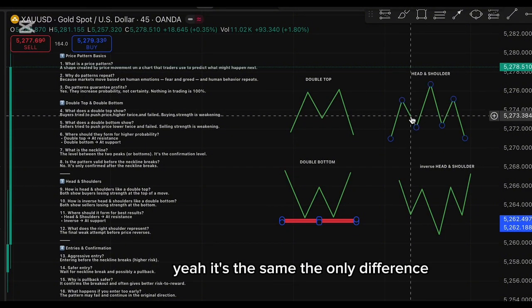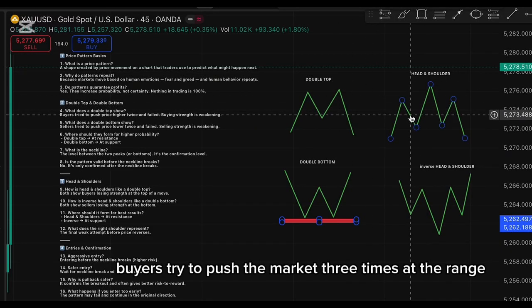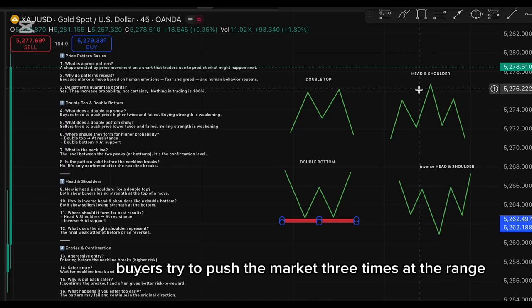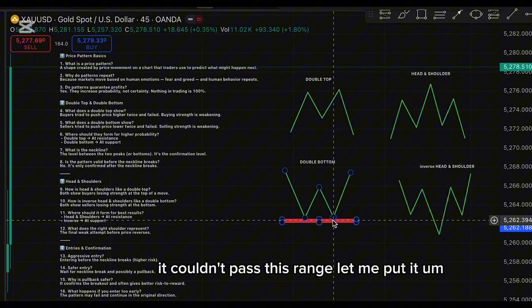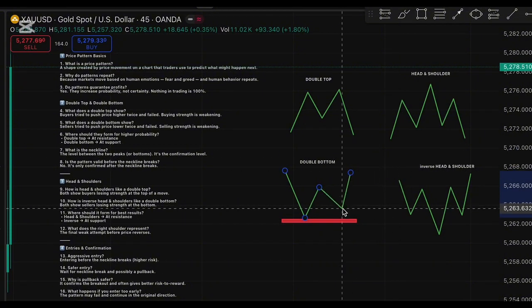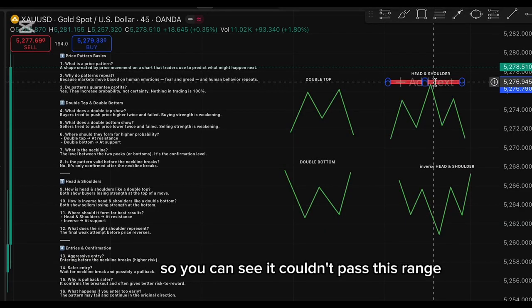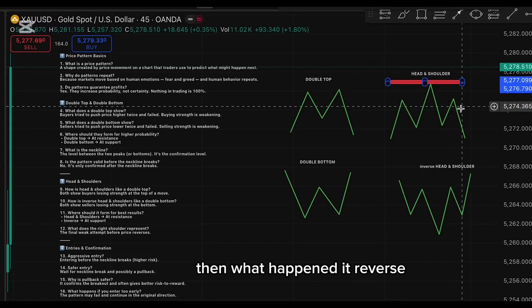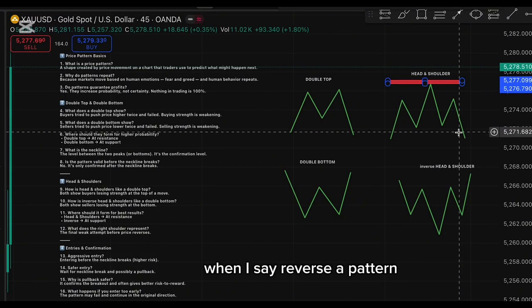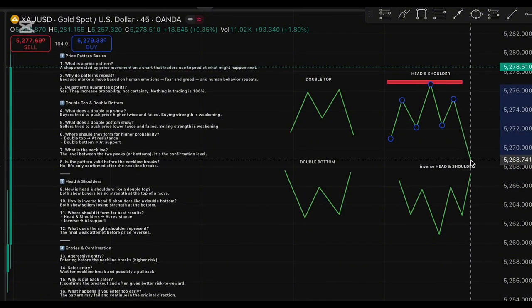It's the same. The only difference between head and shoulder and double top is that buyers tried to push the market three times at the range. Let me put it there so you can see. It couldn't pass this range. Couldn't cross it. Couldn't break it. Then what happened? It reversed. When I say reversal pattern, it reverses. Then the market keeps going.